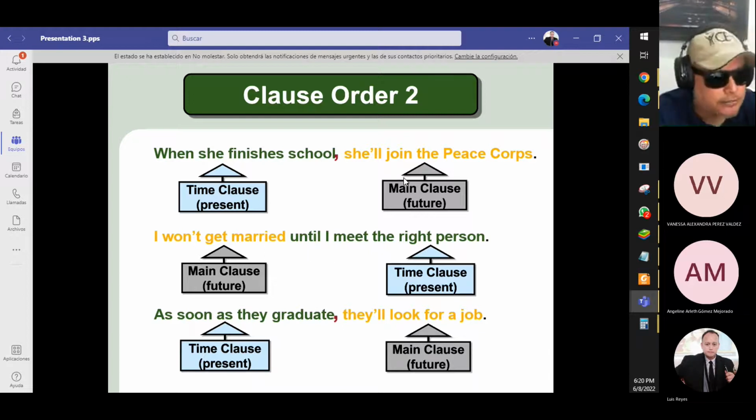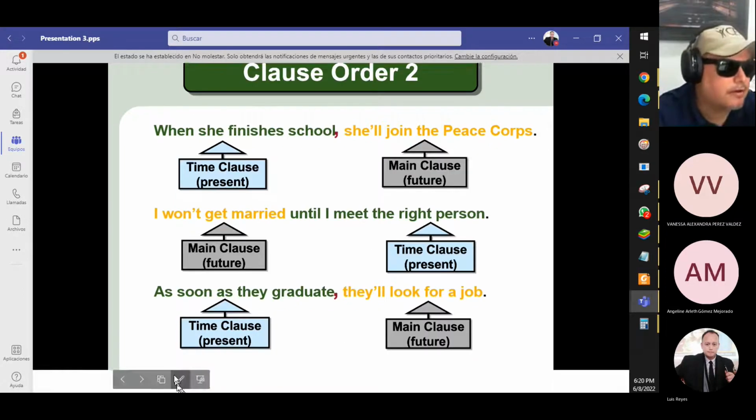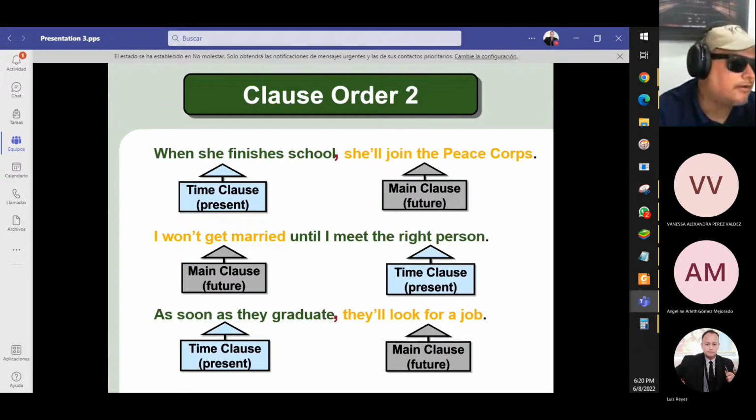Again, time clause, main clause in the first sentence, main clause, time clause in the second sentence, time clause, main clause in the third sentence. In all cases, the time clause is in the present and the main clause is in the future, even if it's at the beginning or the end of the sentence. Does anyone have any questions?